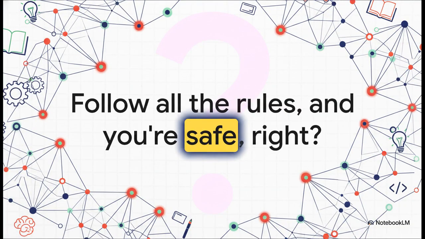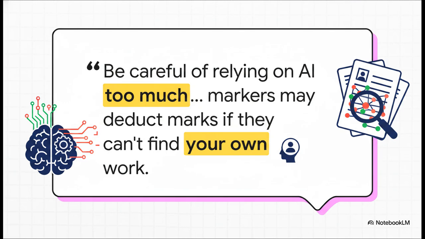Okay, so right now you might be thinking, hey, if I reference everything perfectly and I disclose everything in my annexure, then I'm totally safe, right? Well, not exactly. And this is the final, crucial piece of the puzzle. You have to be so careful not to rely on AI too much. Even if you've disclosed everything perfectly, if your marker reads your assignment and can't find enough of your own work and your own voice, they can still take marks off.